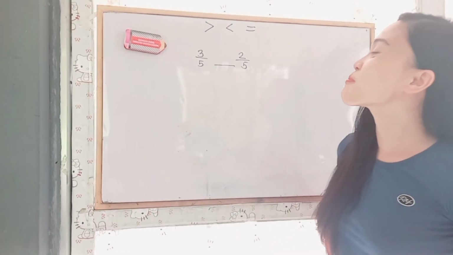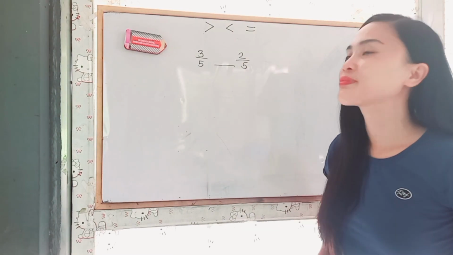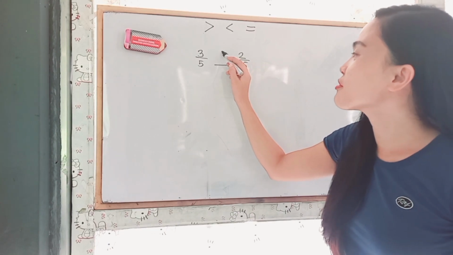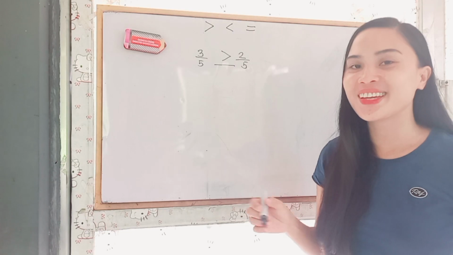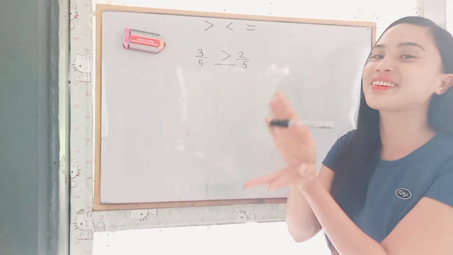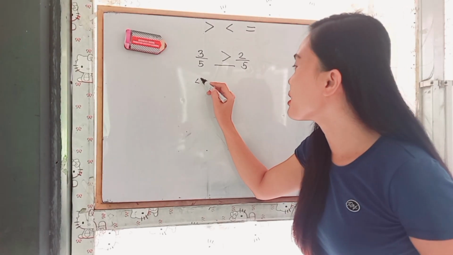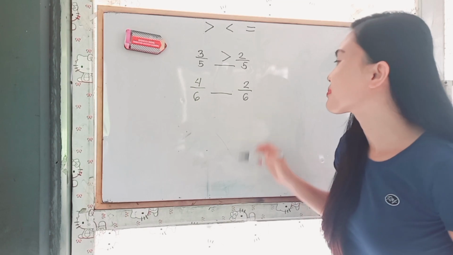Okay, so let's compare. Which is bigger, 3 or 2? Yes, it's 3. Therefore, our greater fraction is 3/5. Look, the mouth of the shark is opening to the greater fraction. Okay, another example. We have here 4/6 compared to 2/6.